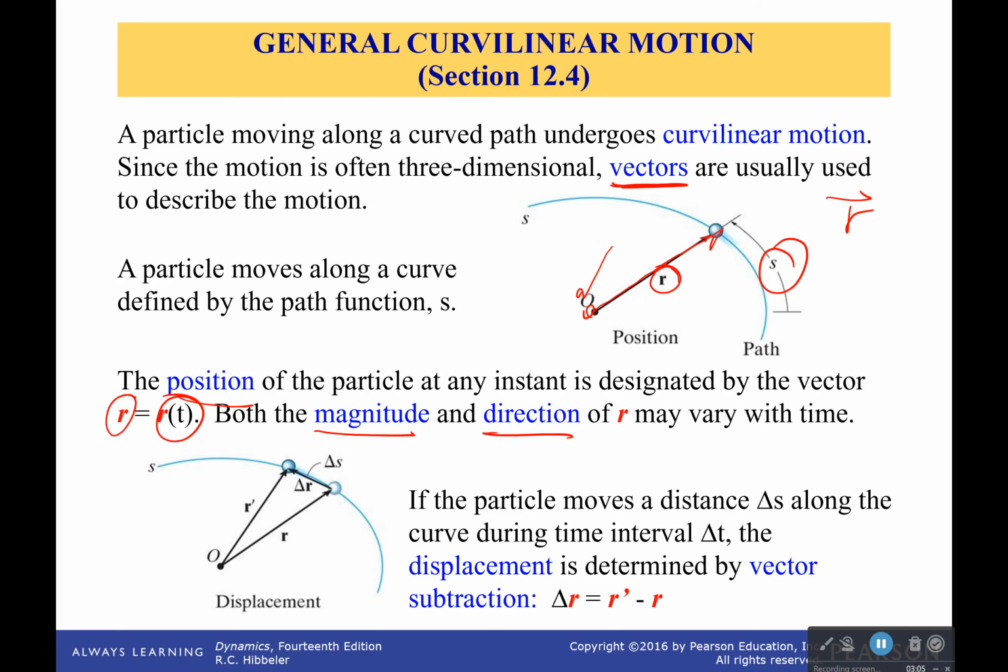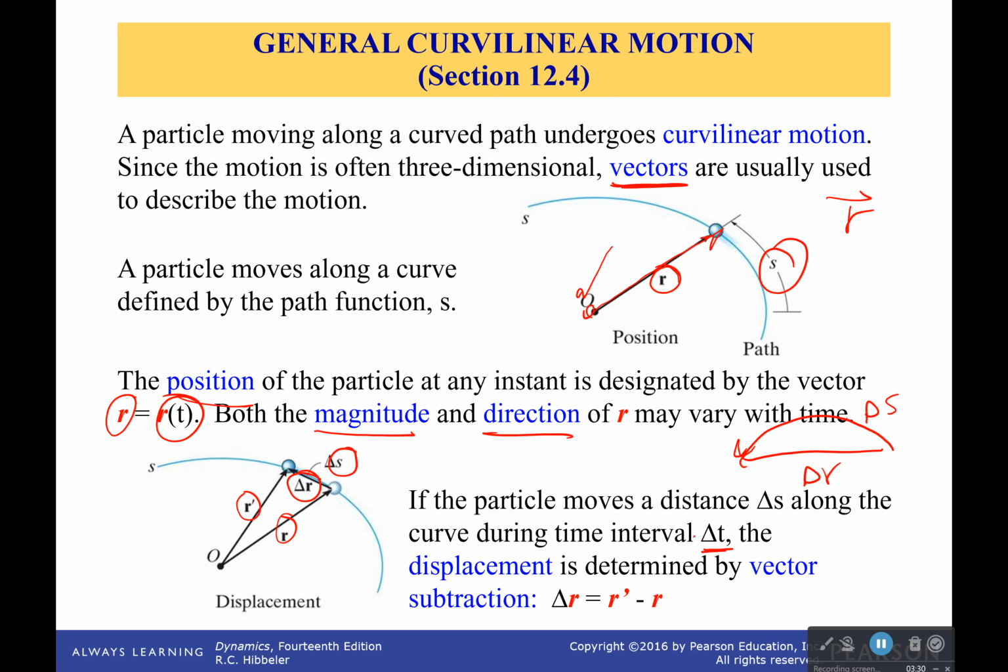Now just as we saw previously, if we know where it is at one point, we know where it is at the second point, we can determine what the displacement is. Displacement is the straight line distance. This delta s right there, that is the curved distance, okay? Delta r is the shortest distance between 2 points. Delta s, that is the full distance between the 2 points.